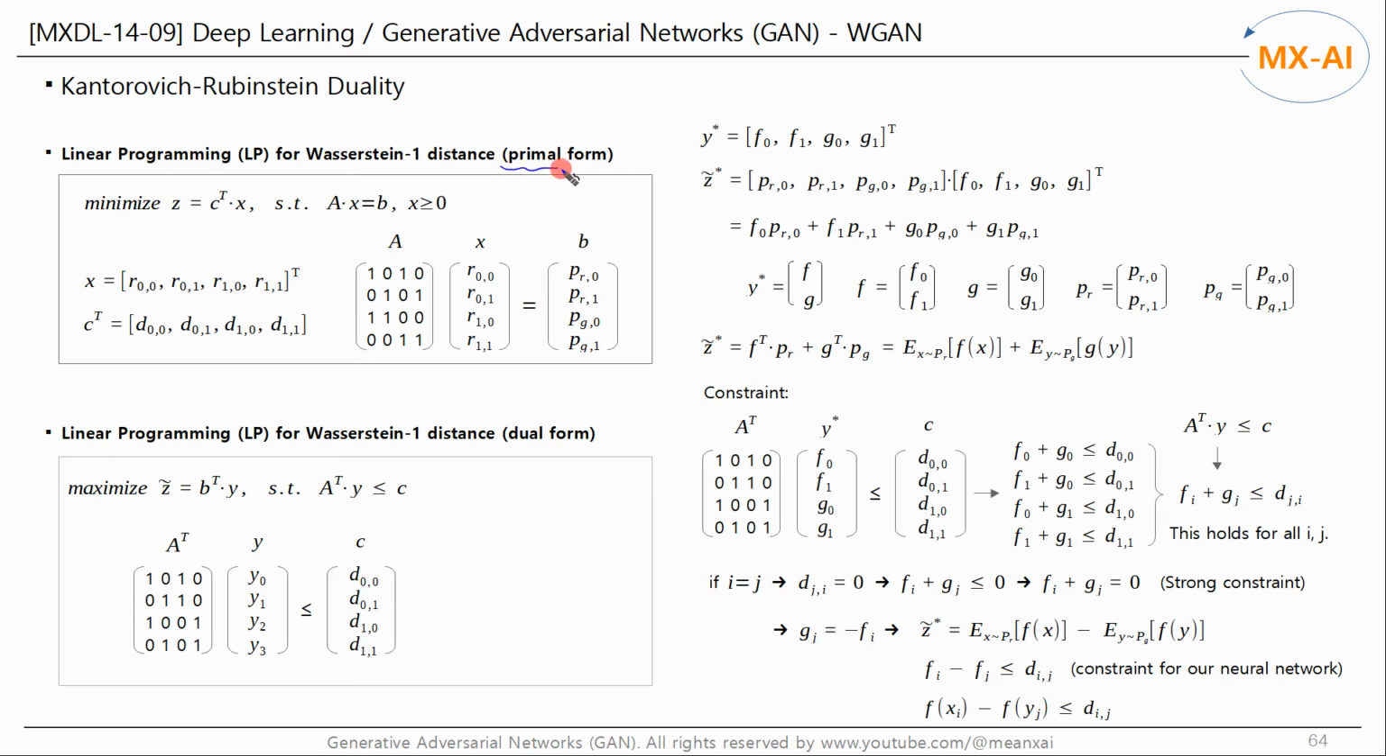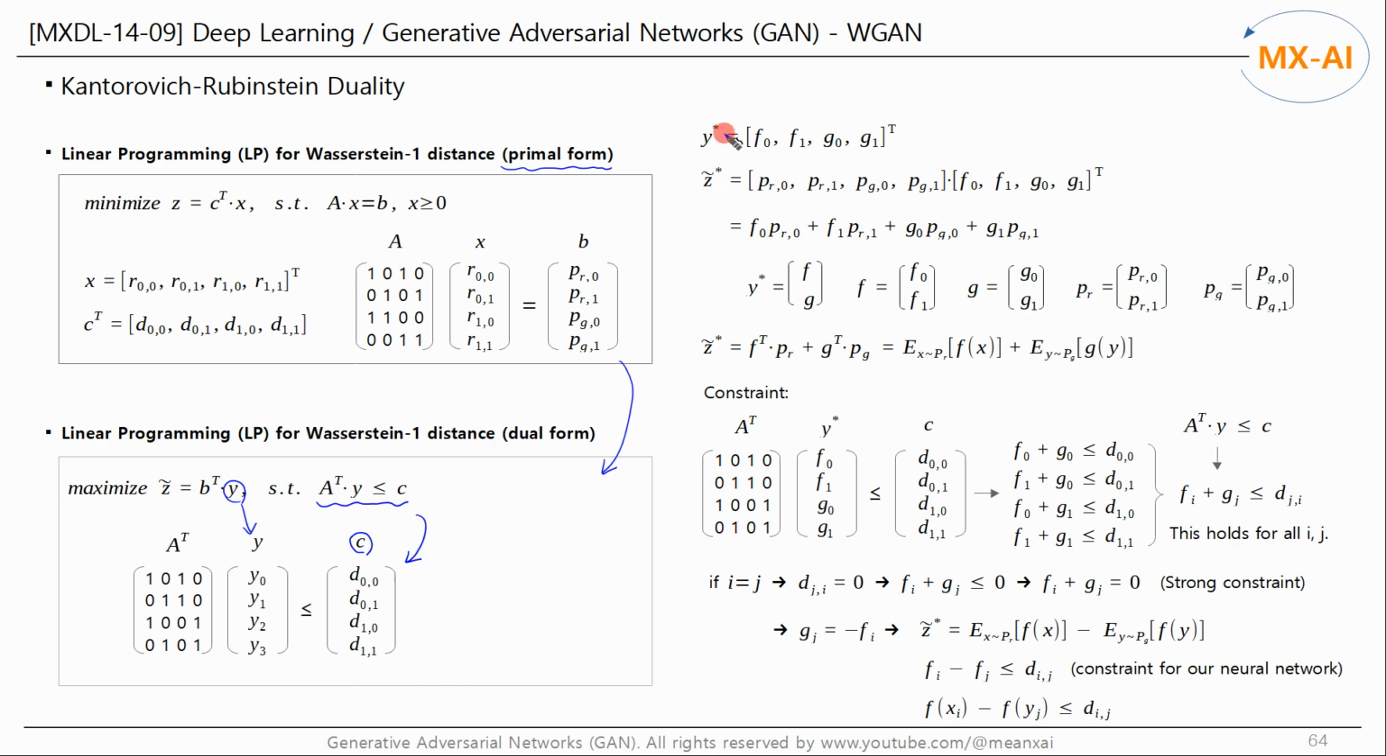The primal form of the LP problem we looked at on the previous page is as follows. And the dual form for this problem can be expressed as follows. In this form, y is a vector of decision variables, and c is the distance vector. The constraints of the dual form are as follows.